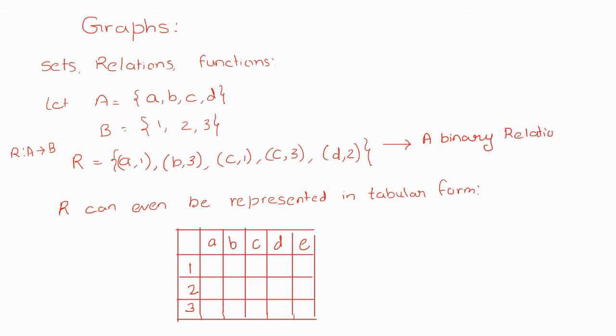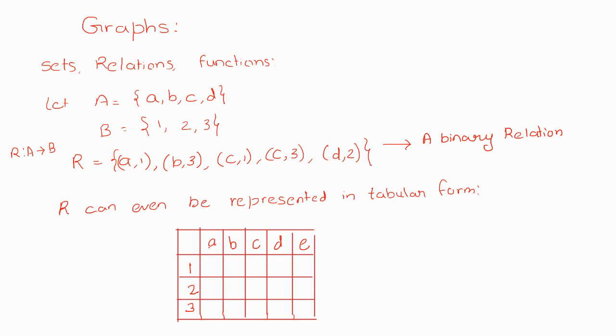Why binary relation? Because two sets are involved. Every element has two elements in it, and this is a relation from one set to another. That is, it contains two sets. Therefore, it is a binary relation. Now, this R can be written like this in the form of a set.